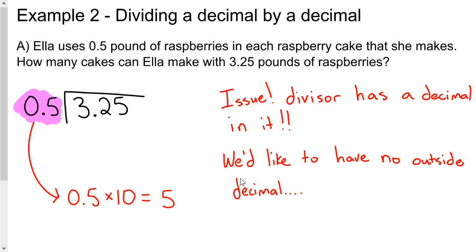But wait, whatever you did to the outside number, you have to do to the inside number. What do we do with the outside number? We times it by 10. So the inside number, the 3.25, we're going to times that by 10. And I'm going to squeeze this in here. We get 32.5. Okay, that's the mathematical way. Let's go back to the common sense way.